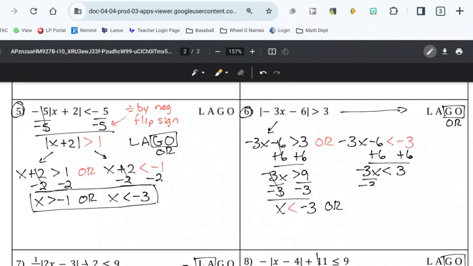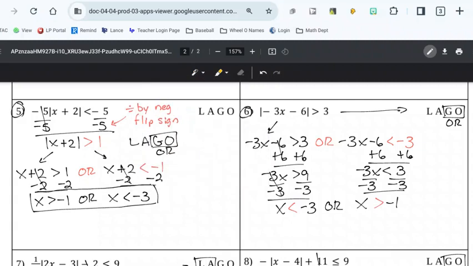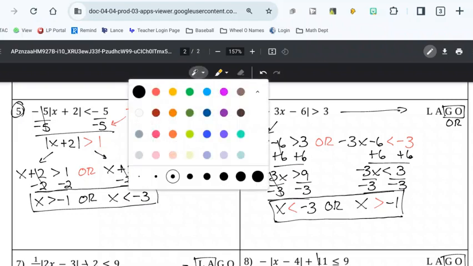Divided by -3. Again, we are looking at another sign flip because we divided by a negative. So it becomes a greater than symbol. And then this becomes a -1. So that's our solution. X is less than -3 or x is greater than -1.